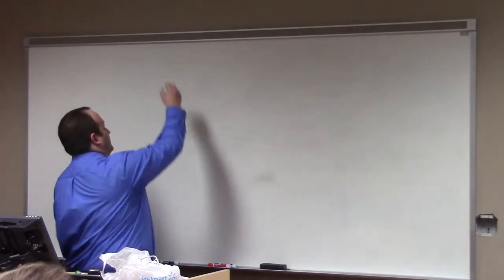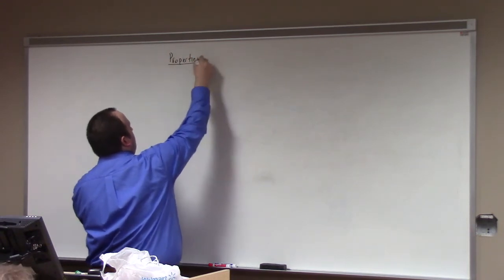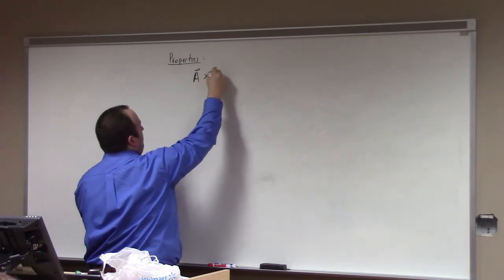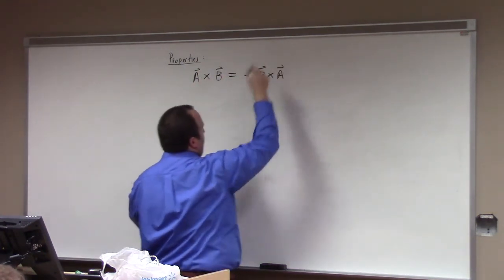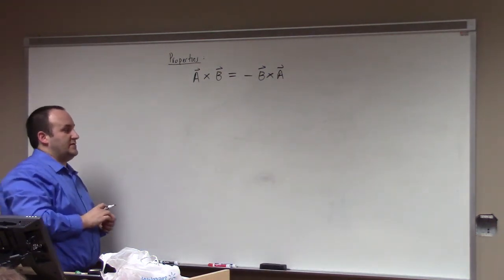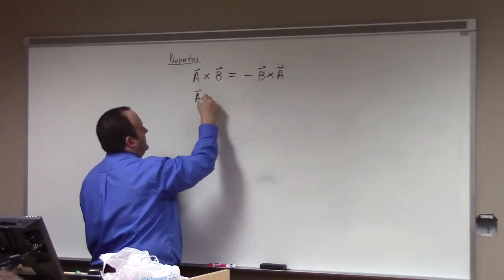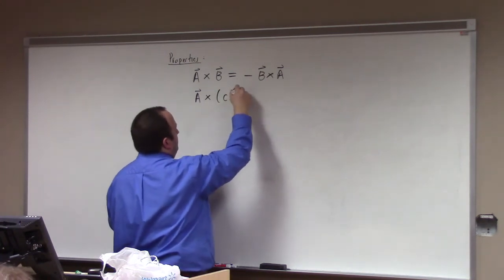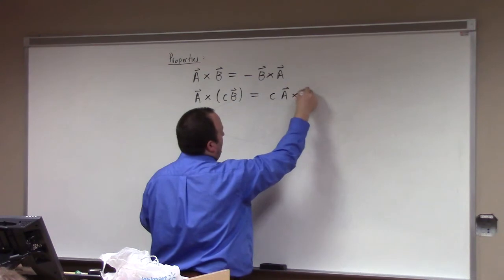So, properties of the cross product. First of all, A cross B is equal to minus B cross A. That's a huge one. It also has the distributive property. If I have C times B, I can pull the constant out. So you can pull scalars out of a cross product.